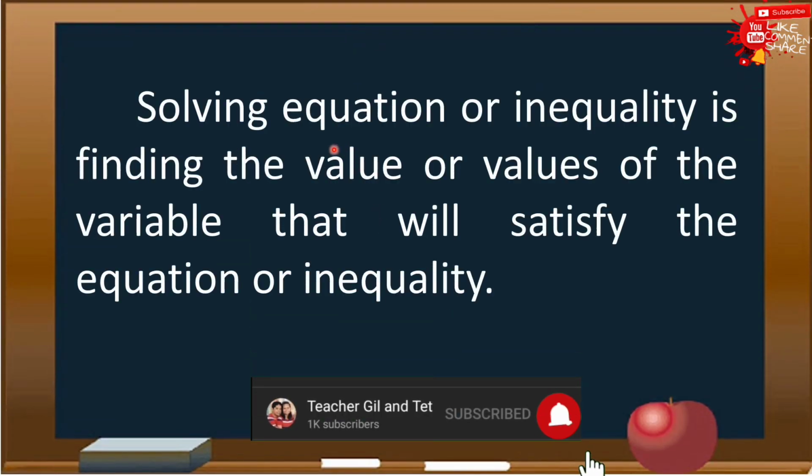So solving an equation or inequality is finding the value or values of the variable that will satisfy the equation or inequality. Ibig sabihin yan, kapag na-solve na natin yung value or values ng equation at inequality at isinubstitute natin siya dun sa variable in our equation or inequality, the equation or inequality will make it a true statement. Okay?